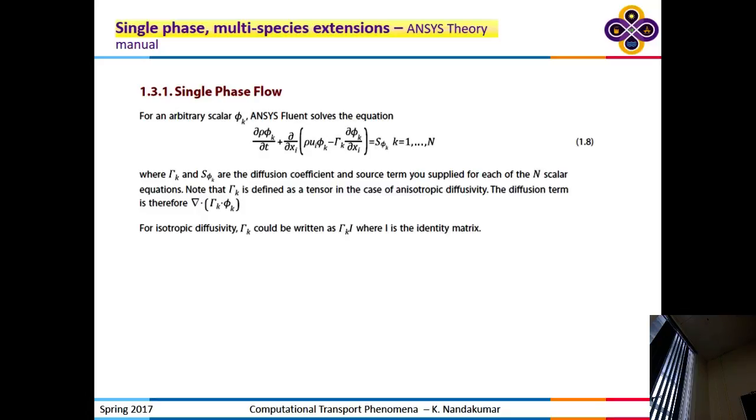So phi k is the variable that you're solving for. It could be u velocity, v velocity, w velocity. It could be temperature, it could be concentration. Okay? And this is your advection term. And this is your diffusion term. This is your diffusion coefficient. Heat transfer, that's the conductivity, mass transfer, that's the mass diffusivity, or momentum transfer, that is the kinematic viscosity. Okay? And this is the advection term.